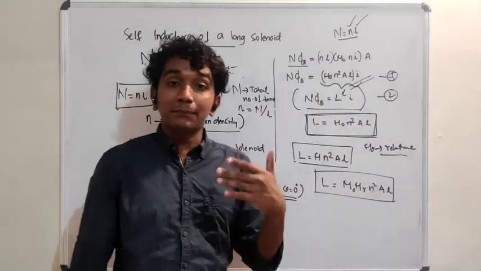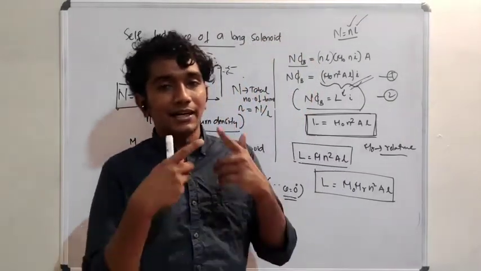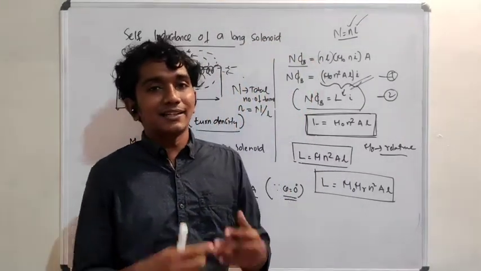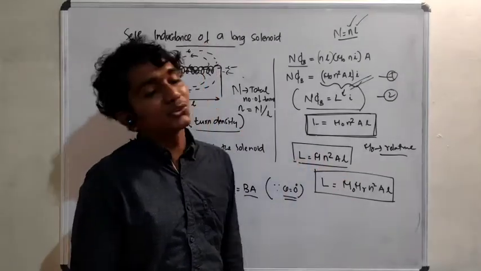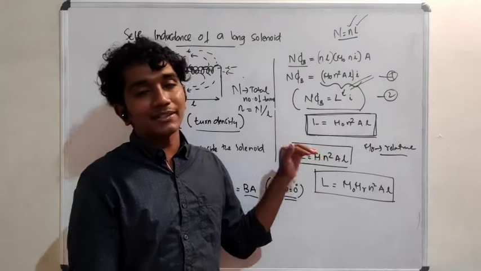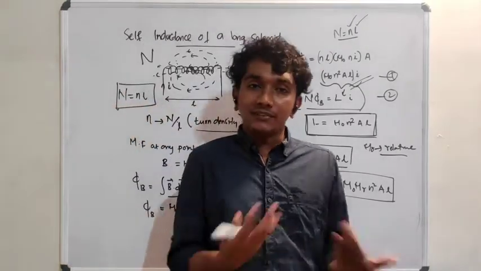Actually, permittivity and permeability both get confused. My tongue is confused, I am not confused. So mu 0 n square, this is permeability, not permittivity. Permittivity is epsilon 0. We have dealt with it already, right?